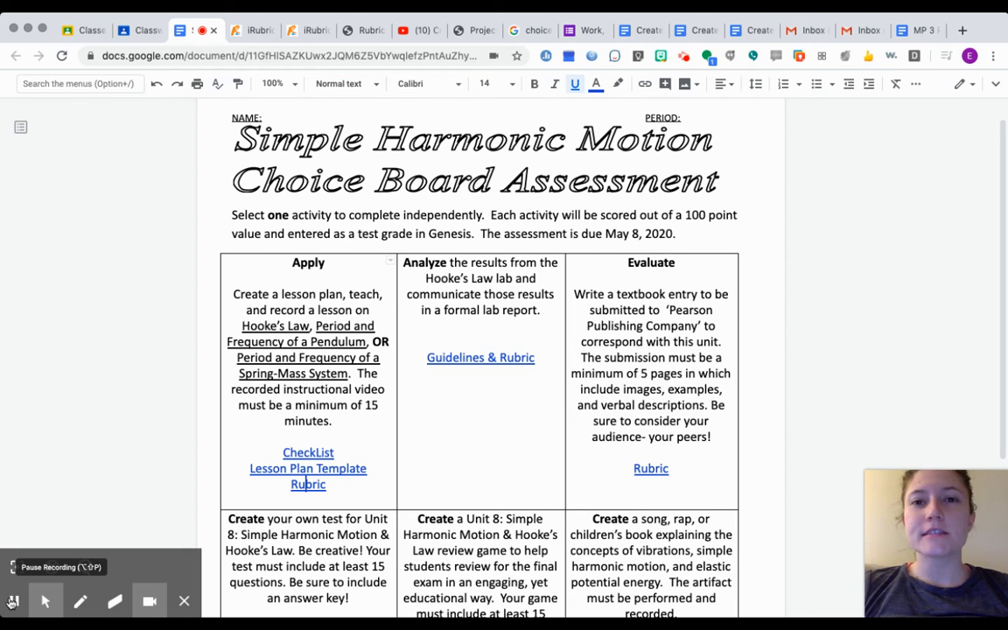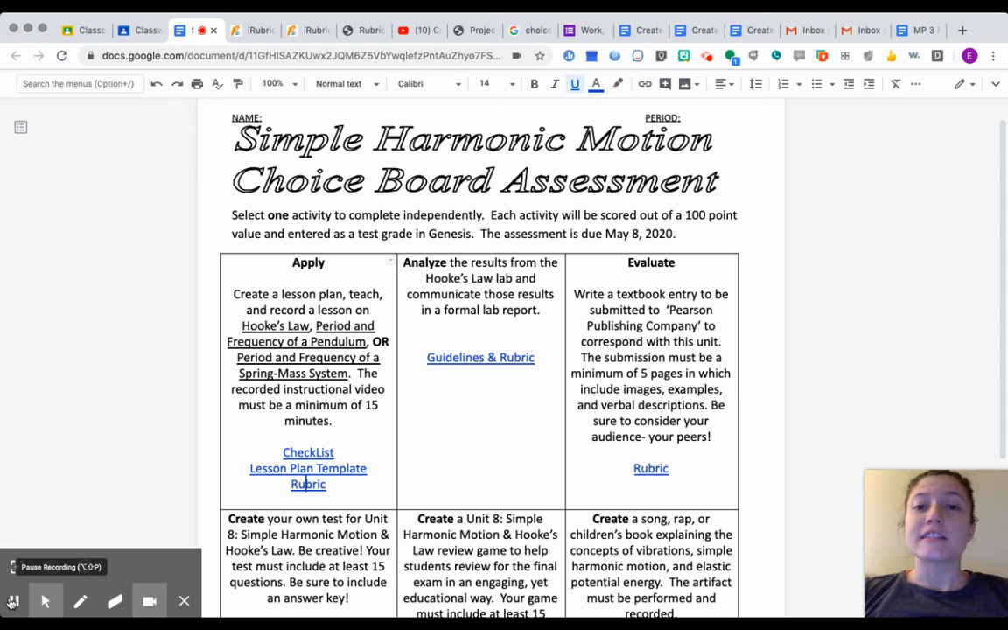Hi guys, happy Monday. So today we're going to be talking about your options for your simple harmonic motion assessment. So again, this is a little bit different than our traditional tests that we have in class. So you will have options to choose how you would like to demonstrate your understanding of the main topics in this unit.